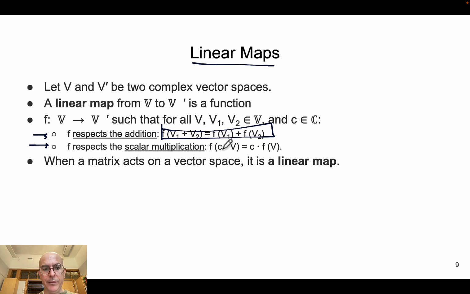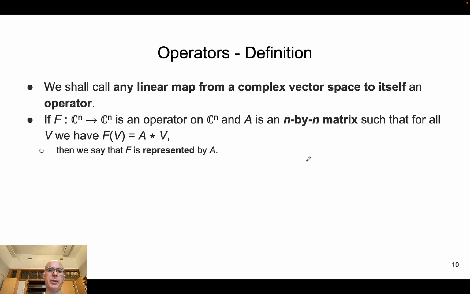Also, our map F can respect scalar multiplication. If we have our map acting on C multiplied by V, we can bring out C. So this will be equal to C multiplied by F applied to V. When these two properties are respected, then we are talking about a linear map. We are going to talk about operators, quantum computing operators, quite often in this course, so I want to provide a more formal definition. We will call any linear map from a complex vector space to itself an operator.